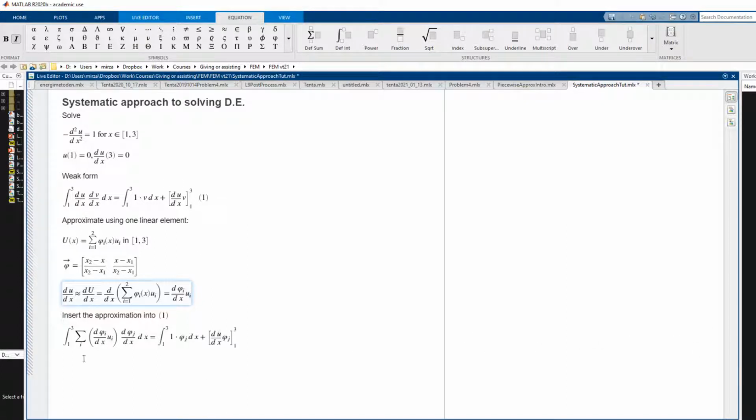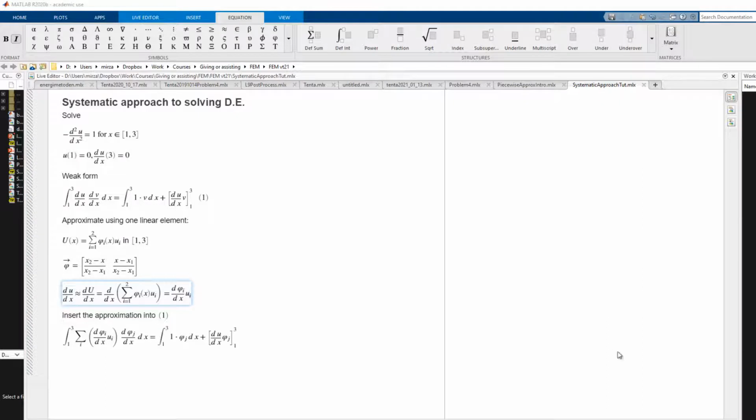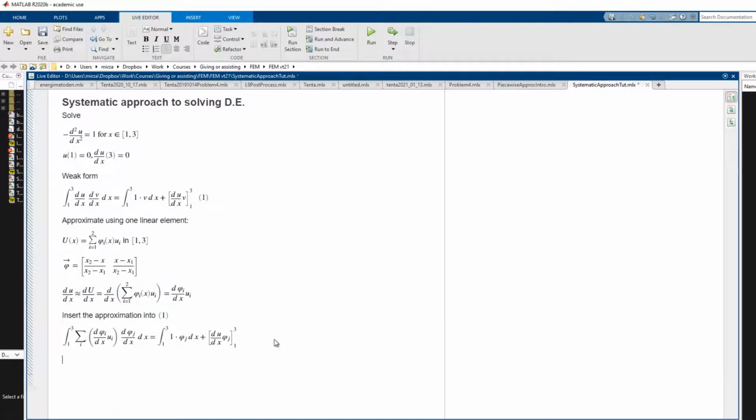Okay, so now what we're going to do is move the summation out of here. So we will move, well, rather we'll move i out of this. All right, so this will lead to this expression here.